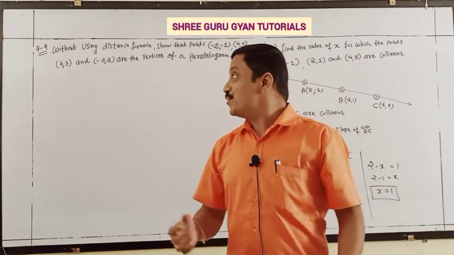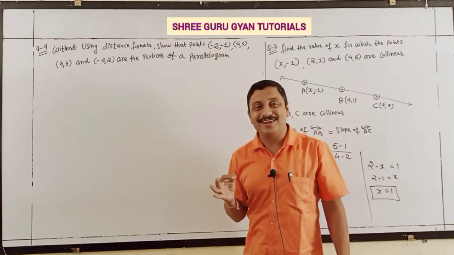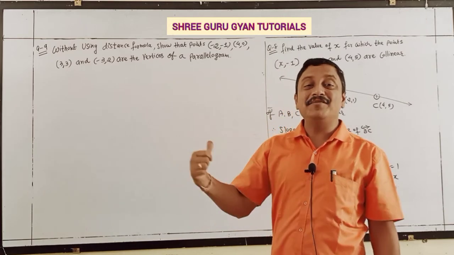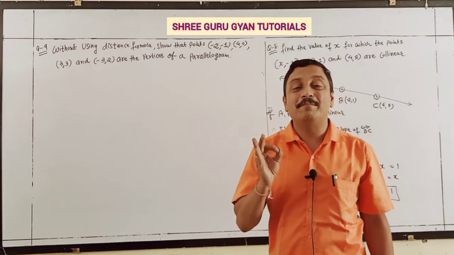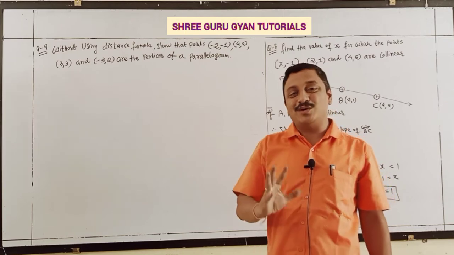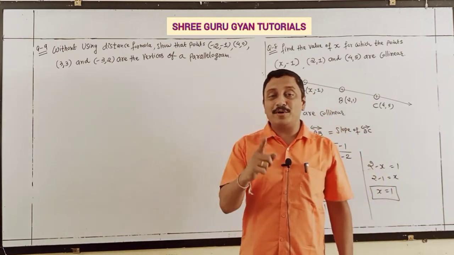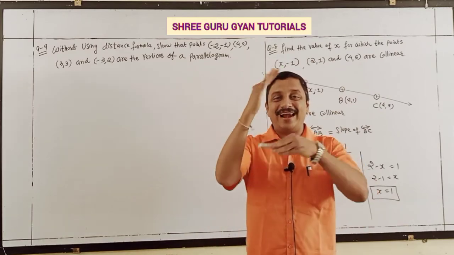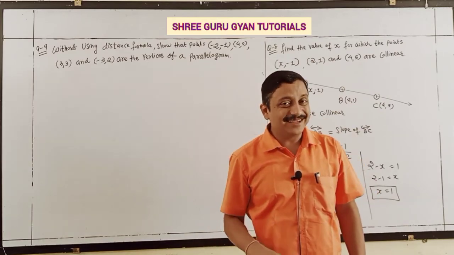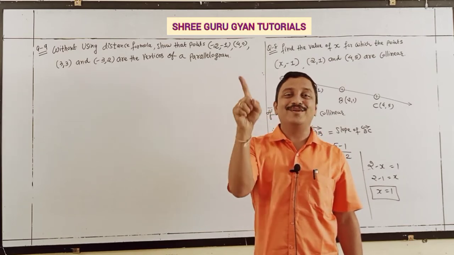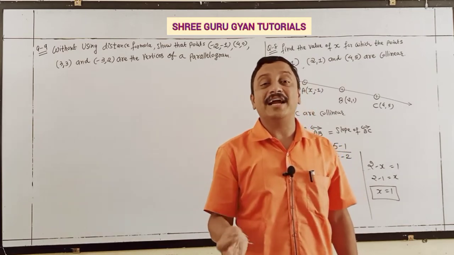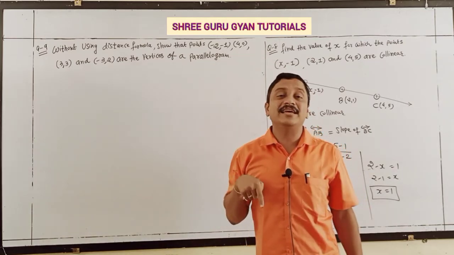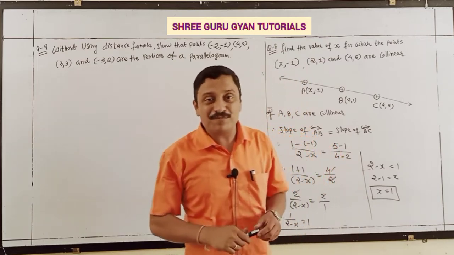Now students, we continue one more. What is the most important numerical? Without using the distance formula, prove that the given vertices are the vertices of a parallelogram. You know, students, what are the properties of a parallelogram? First property, opposite sides must be parallel, and if they are parallel then the slopes are the same. And second, yes, the diagonals bisect each other at a common point. If I prove these 2 points in this sum, then we can say the given vertices are the vertices of a parallelogram.